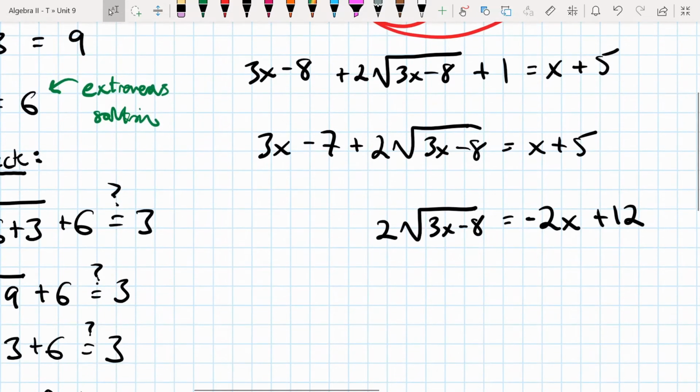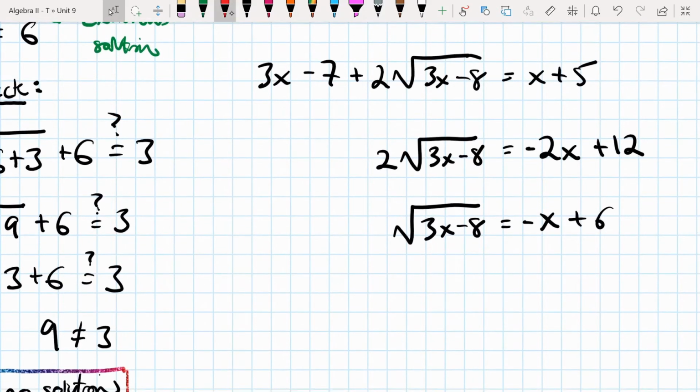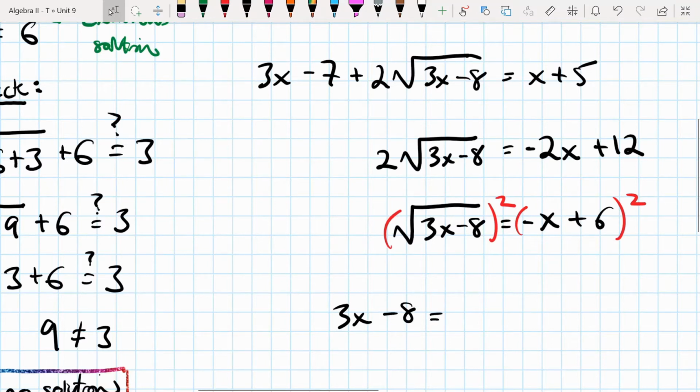Okay, now we can divide by 2. So negative x plus 6. Now we're going to square both sides again, and this will get rid of the square root. So 3x minus 8 is equal to negative x plus 6 times negative x plus 6.